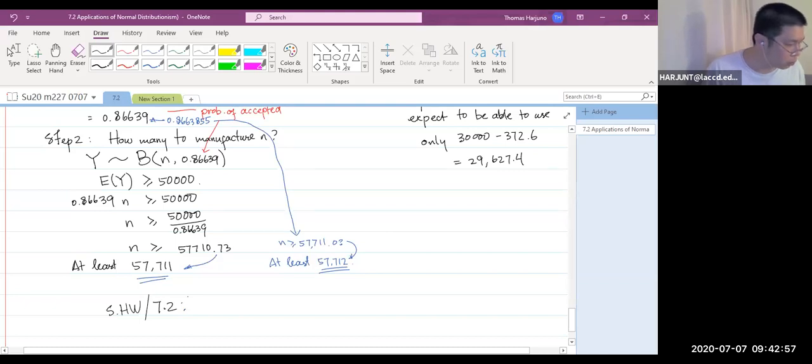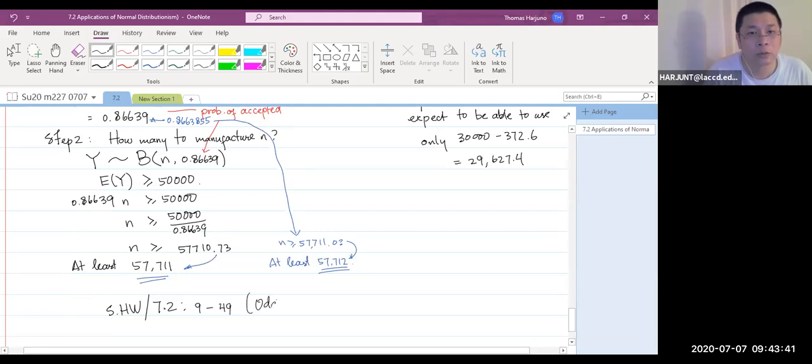7.2, let me give you the suggested homework first. You can do from number 9 to, I think, up to number 49. Up to number 49, odd numbers. It seems to be a lot, but it's actually not.